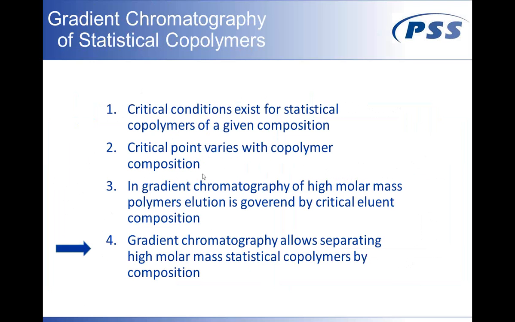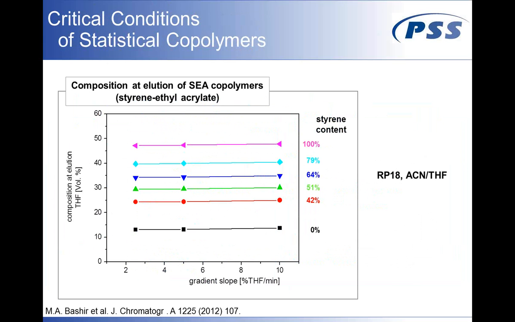And since in gradient chromatography, the elution is governed by critical elution composition, that means by gradient chromatography, we are able to separate statistical copolymers according to the composition. That is shown here on this slide.